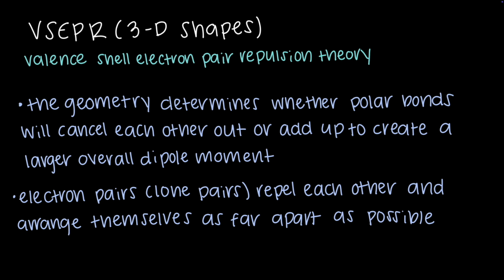This is important because the geometry determines whether polar bonds will cancel each other out or add up to create a larger overall dipole moment, which is the key to predicting polarity. The main thing that's going on here will be electron pairs or lone pairs repel each other and arrange themselves as far apart as possible.